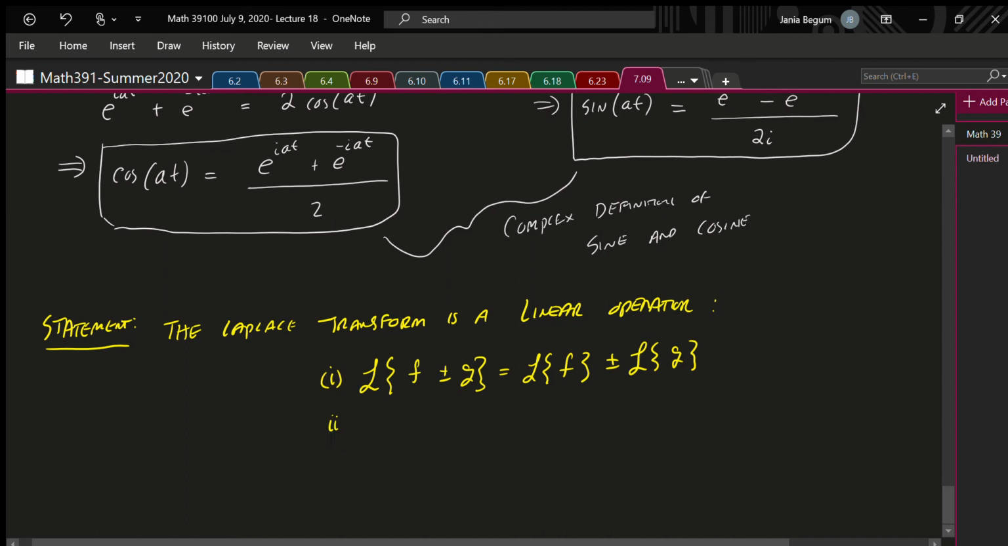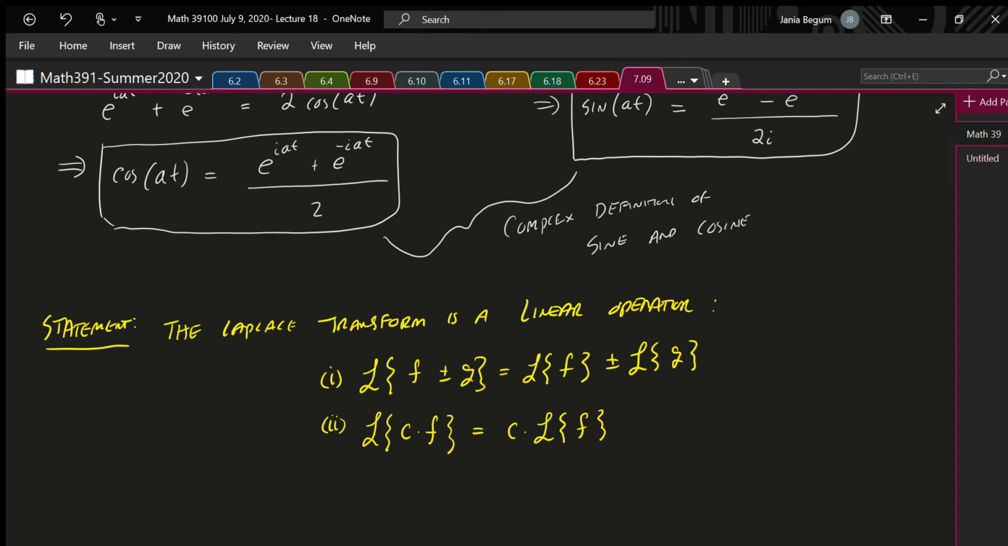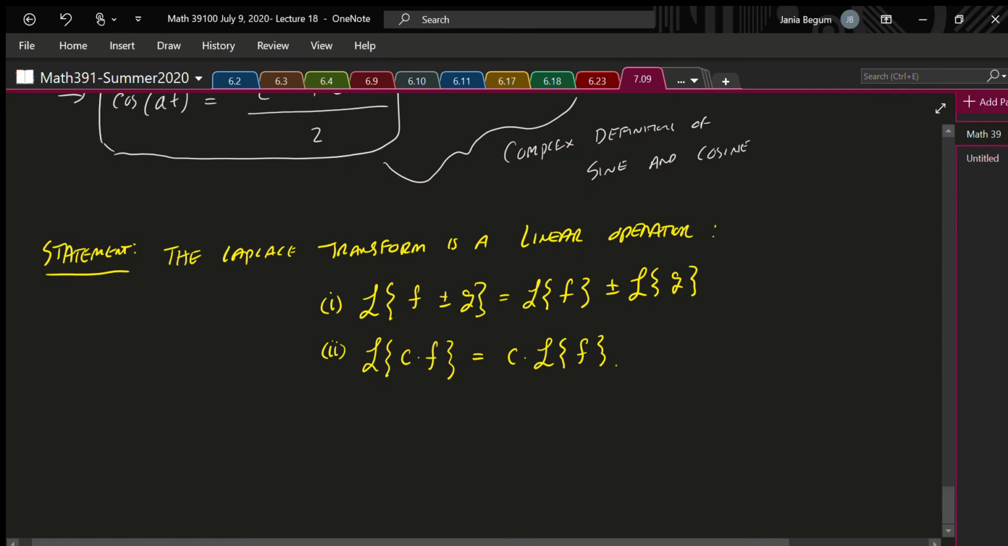The second property of a linear operator is that if you have the Laplace transform of a constant times a function, then you can pull the constant out of the operator, so you have c times the Laplace transform of f. Similarly, like differentiation, if you have a derivative of a constant times a function, we're allowed to pull the constant out and then differentiate. Same thing with integration.